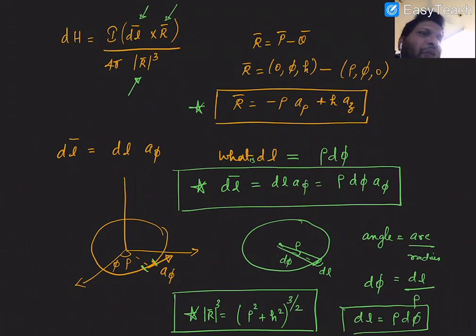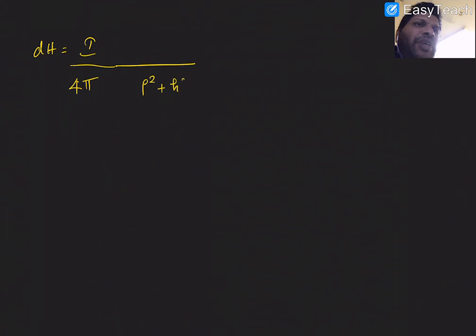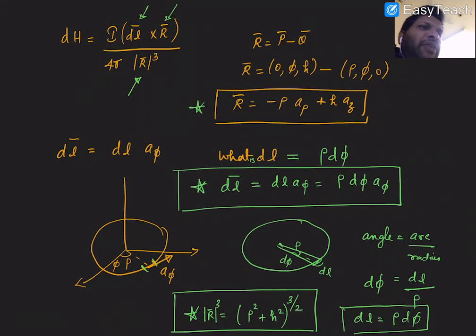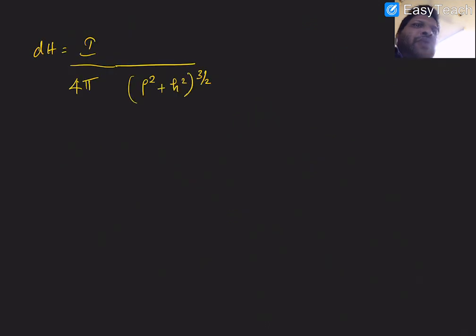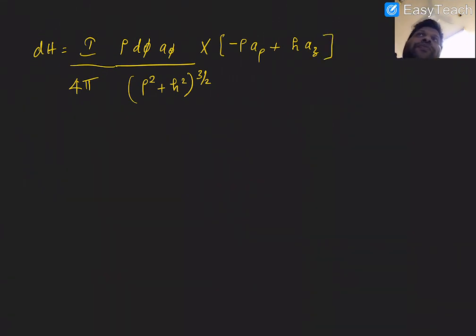Now I got everything, I got dl also. Now we will substitute it in this equation, so we get our dH is equal to I by 4 pi. The magnitude of r cube is nothing but rho square plus h square whole power 3 by 2. Then we will see dl cross r. What is our dl? dl is equal to rho into d phi into a phi, cross r, where r is equal to minus rho a rho plus h into az. So we will find the cross product.